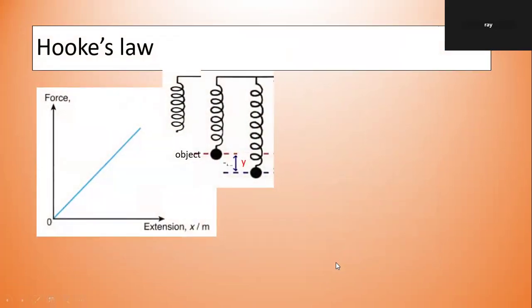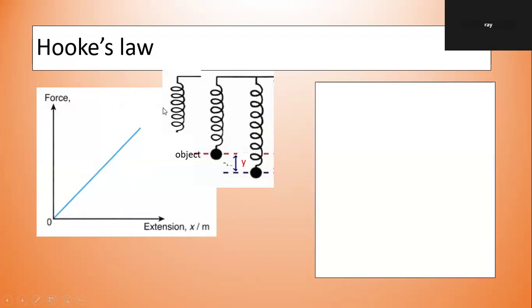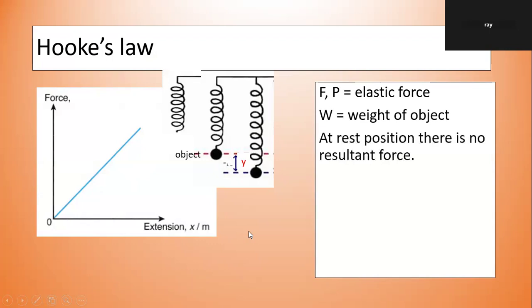Right, let's refer to the spring. There's your force against extension, Hooke's law. This is an unstretched spring. When you put the object on, it will be stretched. Then you pull it down further, a displacement of y. F and P are the elastic force from the spring. W is the weight of the object. At the rest position, there's no resultant force. This is called the rest position, where it's not oscillating, it's at rest.